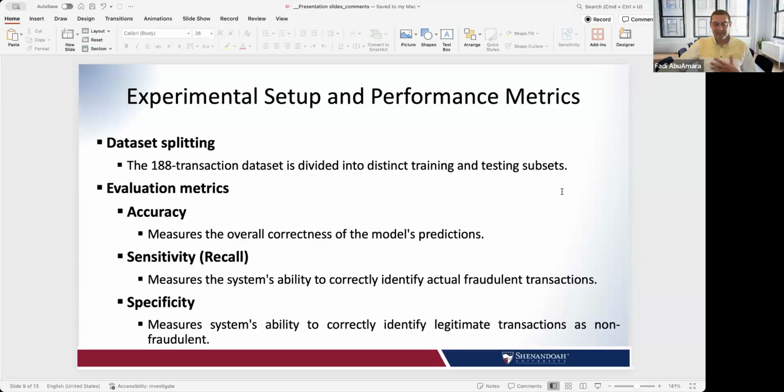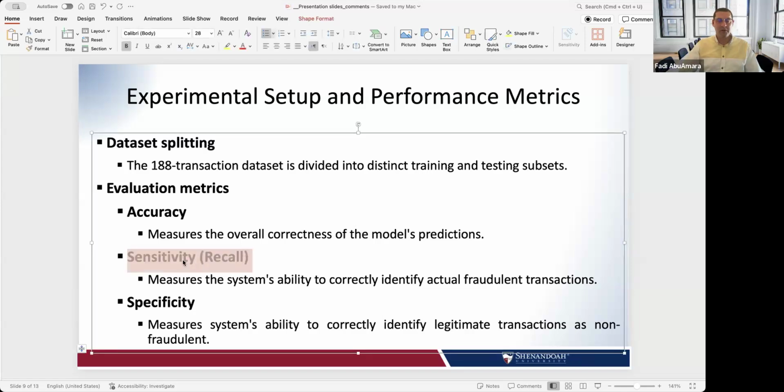Now, we assessed the system performance using accuracy, sensitivity, and specificity. Let me go over each one. Accuracy measures the overall correctness of the model's predictions. It indicates the proportion of the total correct classifications out of all predictions.